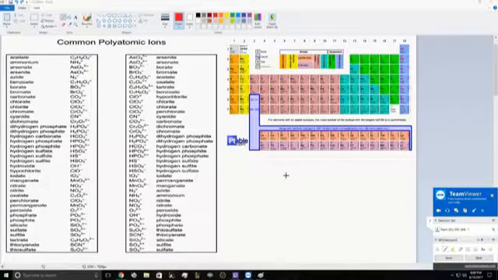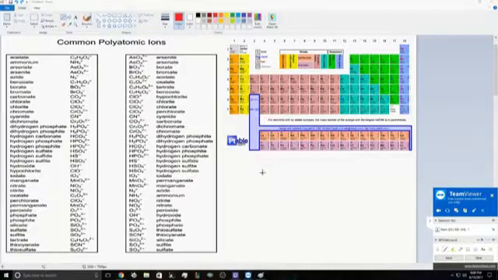The first step is that the name of a simple anion acid is always going to start with the prefix hydro. The second step is that the ending of the anion within the name changes to ic. So fluorine becomes fluoric, chlorine becomes chloric, bromine becomes bromic, and so on. The third rule and step is that at the end of the name there's always acid.